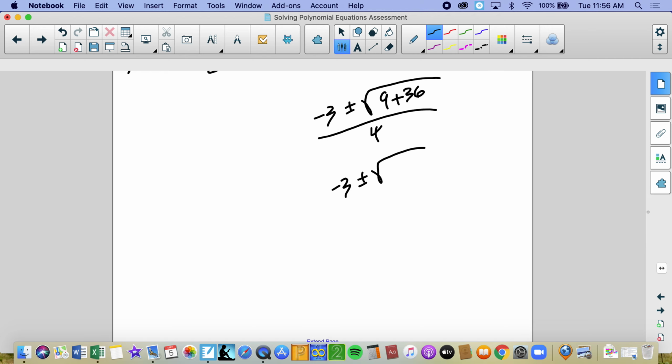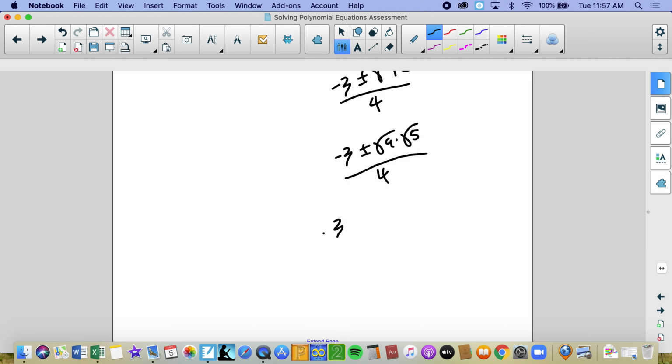Minus 3 plus or minus 36 plus 9 gives us 45. Is it really this ugly? So at this point, I'm thinking, is it really going to be irrational? Is the first problem that I do irrational? We'll see. We'll continue and then we'll go back and check our work. Plus or minus, we're going to break that into rad 9, rad 5.